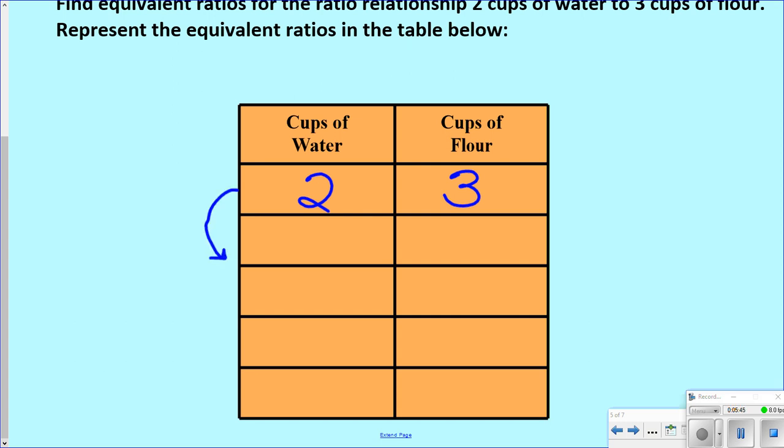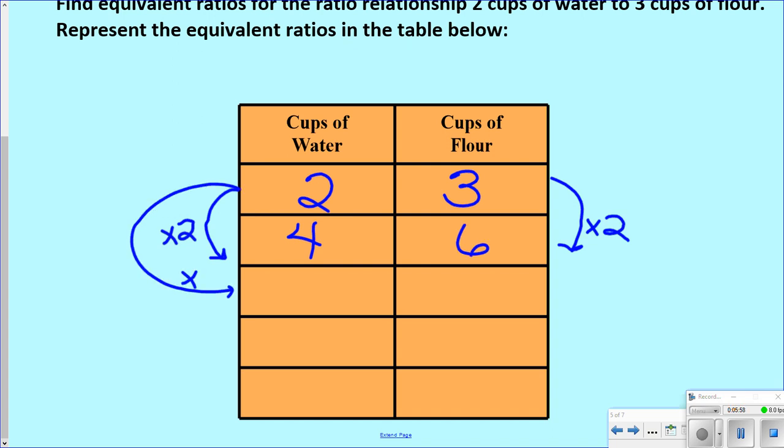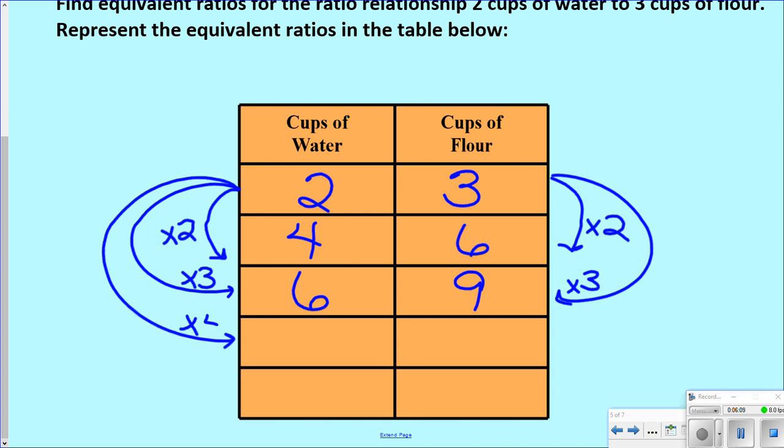When you are given freedom to fill in a table, you can just start with the numbers times 2. So 2 times 2 is 4. 3 times 2 is 6. Going back to the original number, now I'm going to choose times 3. 2 times 3 is 6. 3 times 3 is 9. Going back to the original number, I'm going to multiply times 4. 2 times 4 is 8. 3 times 4 is 12.